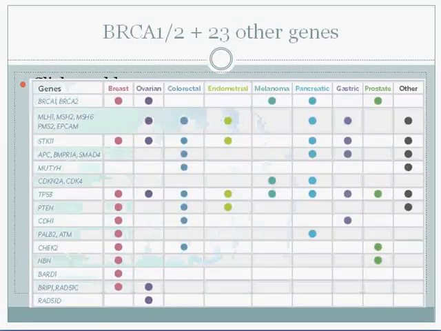BRCA1 and 2 are not the only genes associated with ovarian cancer. About 5 to 6% of ovarian cancers will have mutations in genes outside of BRCA1 and 2. You also have the opportunity to get 23 other genes tested if your BRCA status comes back negative. If gene mutations are identified in one of these other genes, it may provide a more complete picture of your future cancer risk and may help determine other management considerations. And just like with your BRCA status, it will provide you with valuable information for your family members.